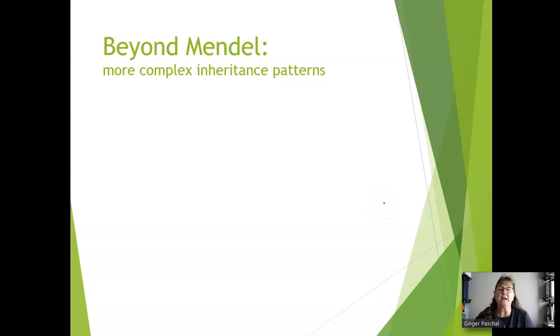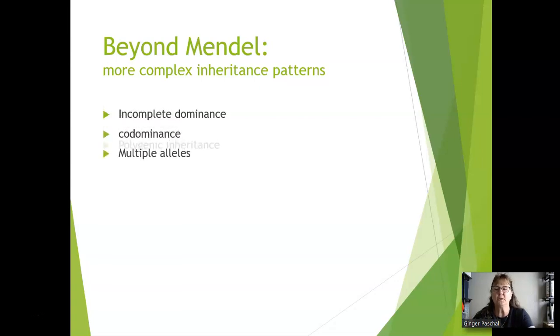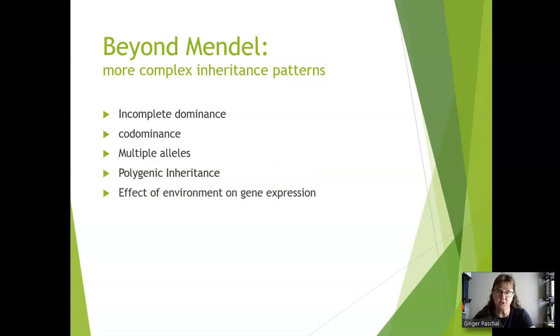Hello, now that you understand a bit about what Mendel discovered, let's take this genetic stuff beyond Mendel. Let's look at some more complex inheritance patterns. For example, in this video, we're going to look at incomplete dominance. We're going to look at codominance, multiple alleles, polygenic inheritance, and effects of environment on gene expression. So let's get this started.